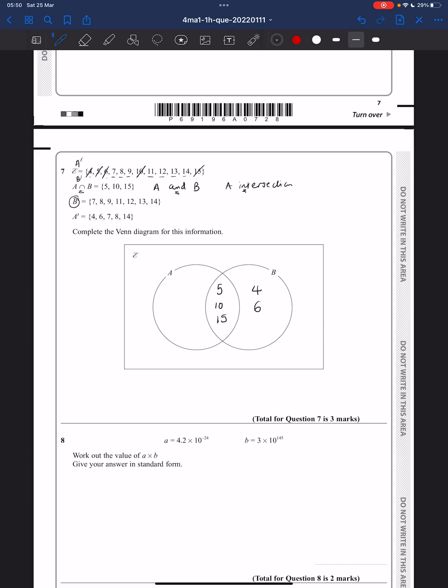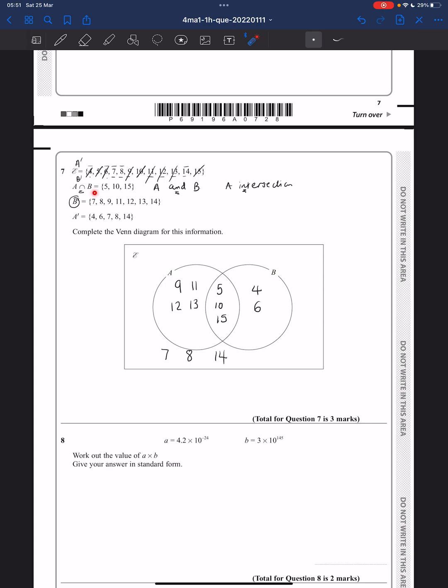And then not in A is 4, well we know that already. 6, we know that already. 7, 8 and 14. So the ones that are in A are all the ones not overlined, which are 9, 11, 12 and 13. And then any that are not crossed out now go around the outside. 7, 8, 14. So we want all the numbers between 4 and 15 somewhere. 4, 5, 6, 7, 8, 9, 10, 11, 12, 13, 15.